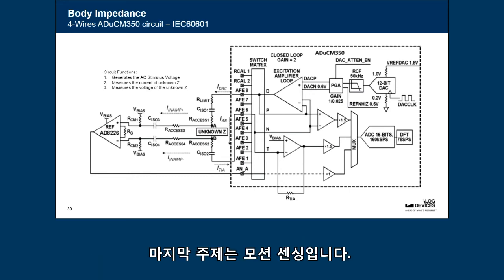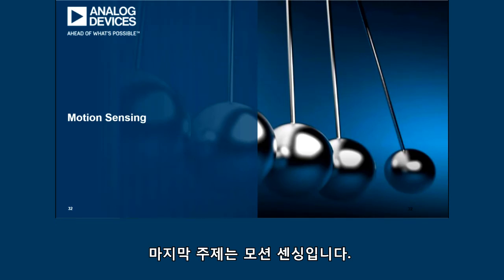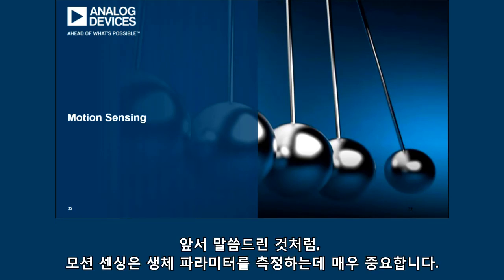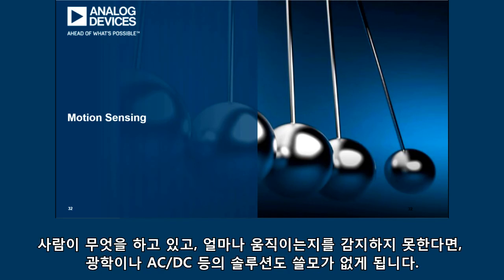So this last topic is motion sensing. As I told you at the beginning of the presentation, motion sensing is very important since you can measure any vital parameter, but if you do not have a sense of what a person is doing or how much motion you are detecting, the reading from an optical or an ECG signal is more or less useless.